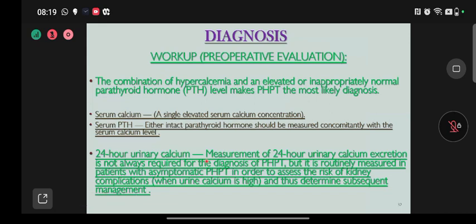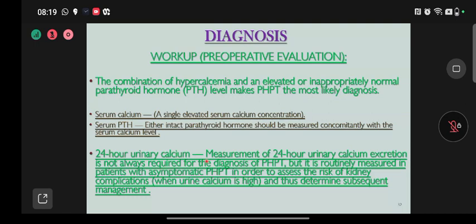Then coming to the diagnosis, workup and preoperative evaluation, the combination of hypercalcemia and an elevated or inappropriately normal PTH level makes PHPT the most likely diagnosis. For serum calcium, a single elevated serum calcium concentration, and the serum PTH should be measured concomitantly with the serum calcium level.